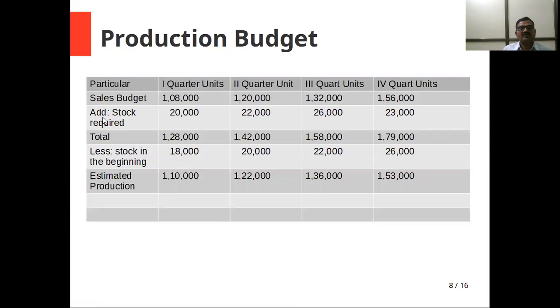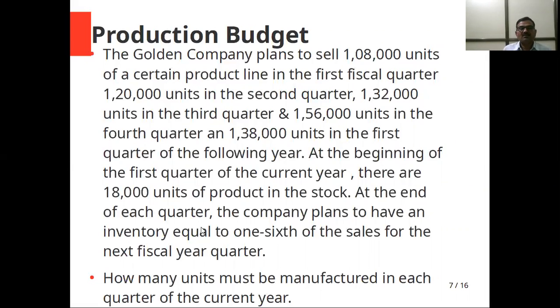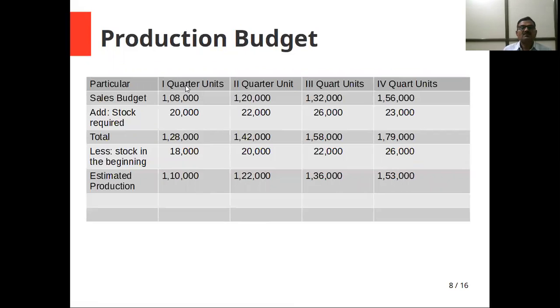Add stock required. This is a very important adjustment. At the end of each quarter, the company plans to have an inventory equal to 1/6 of the sales for the next financial quarter. So for the first quarter, next is 1,20,000. 1/6 of 1,20,000 means we have to divide it by 6. 1,20,000 multiplied by 1/6 equals 20,000. This is the stock for the first quarter.